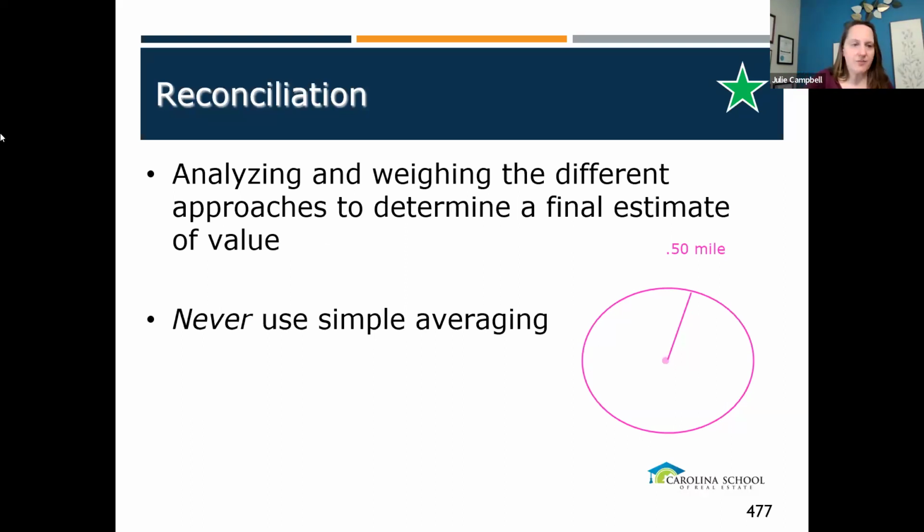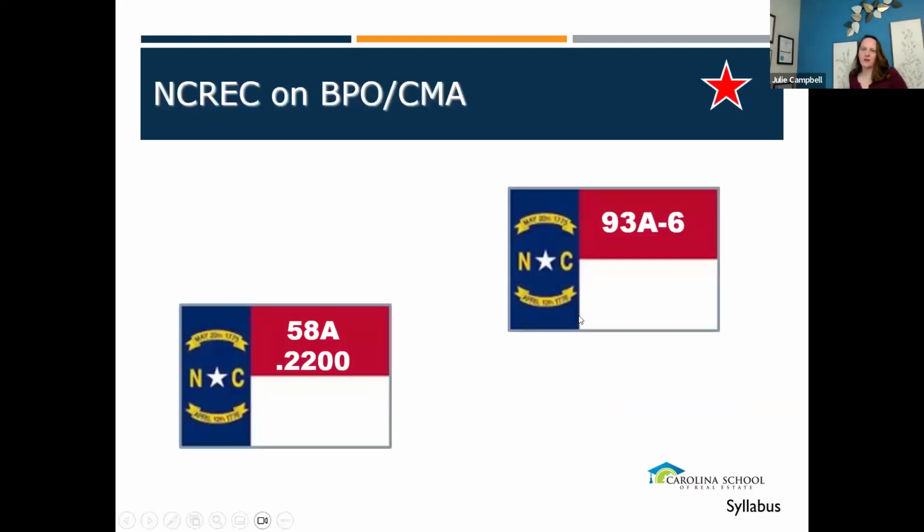All right, let's wrap this up real quick before break. Broker hat back on. What does the Real Estate Commission say about BPOs and CMAs? Well, remember I said these are covered under license law and commission rule. License law is 93A-6, general statute 93A. Commission rule is 58A .2200. No, you do not need to know these. I just put them here for reference. And hopefully to make you think about the importance of these CMAs and doing these things competently.